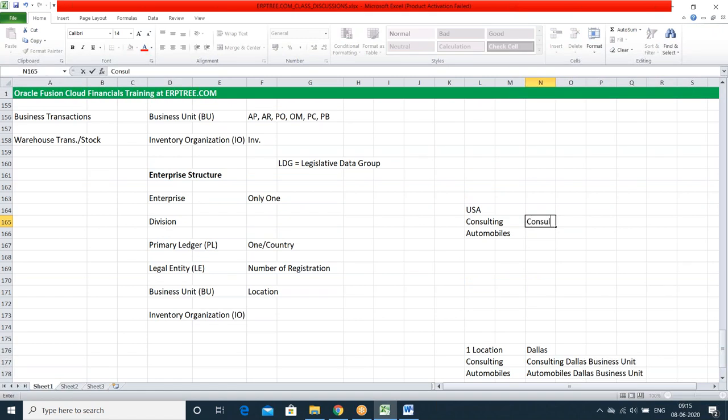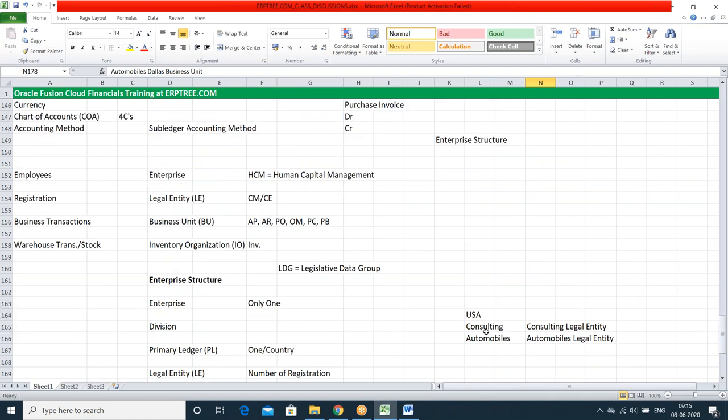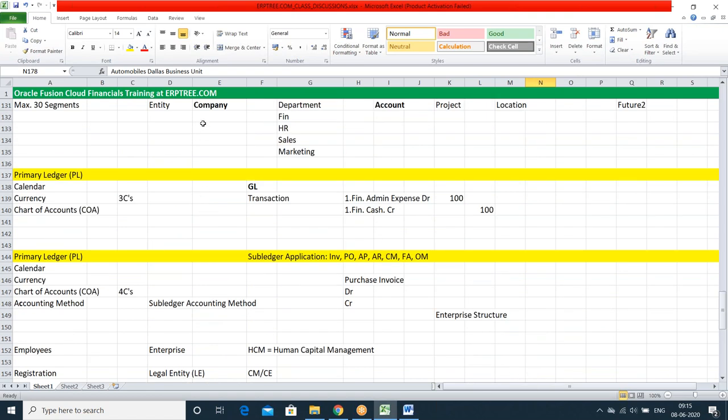But say for these two businesses, they have two separate registrations. Say consulting legal entity, and automobiles legal entity. So the client is operating the business in only one location, and they have these two businesses. For each business, they have a separate registration. In this case, for consulting you have to create one legal entity, and for automobiles you have to create one legal entity. For these two only, you have to maintain the two companies.